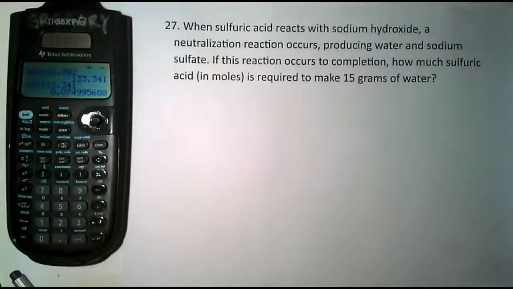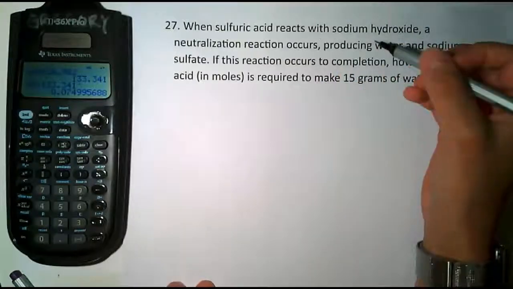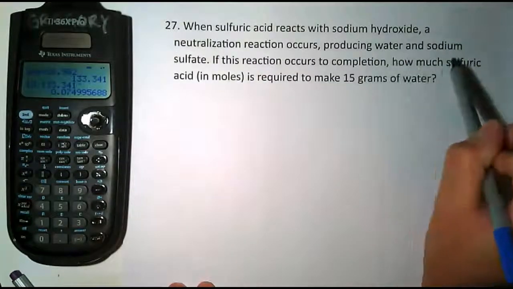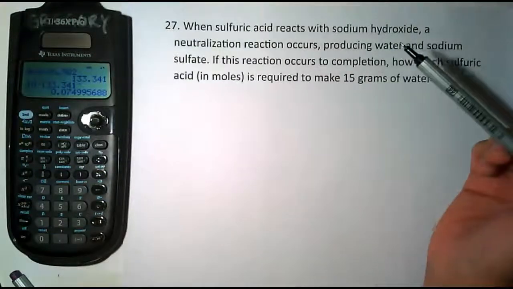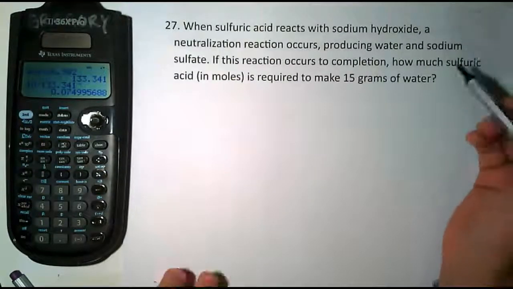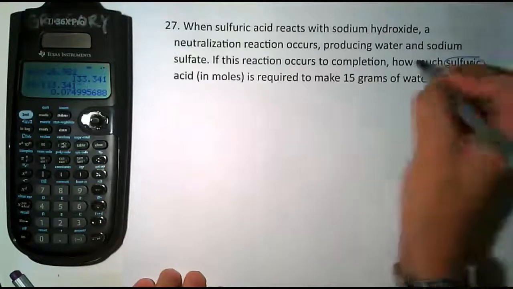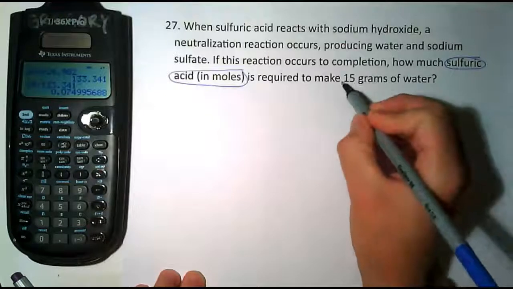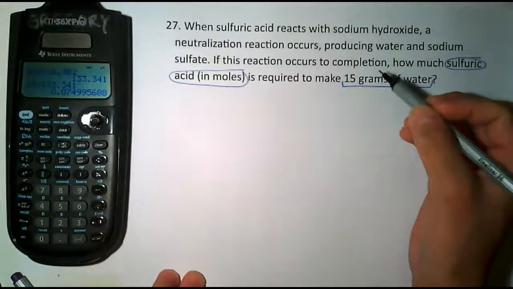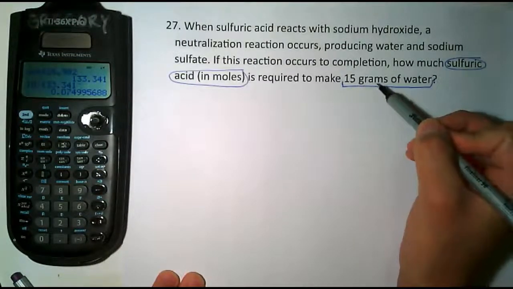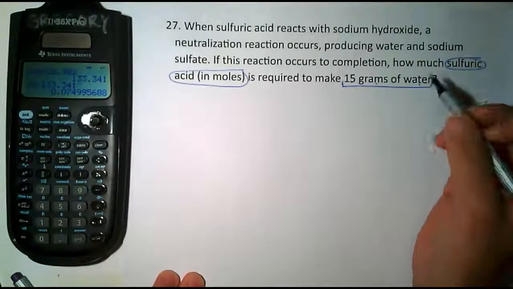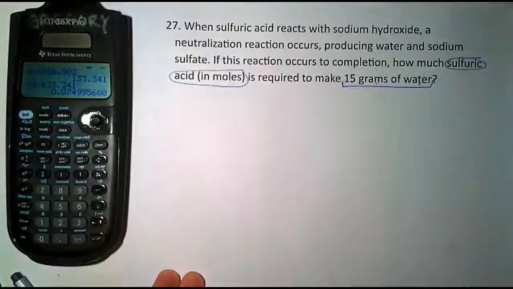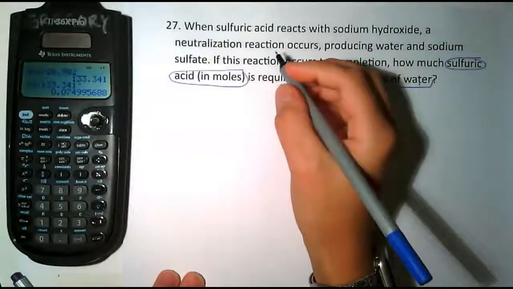Next question says, when sulfuric acid reacts with sodium hydroxide, a neutralization reaction occurs producing water and sodium sulfate. If this reaction occurs to completion, how much sulfuric acid in moles is required to make 15 grams of water? So we have our given values, unit, and substance, and then it's asking how much sulfuric acid, and it tells us that it wants it in moles. So first we need to write a balanced chemical equation.